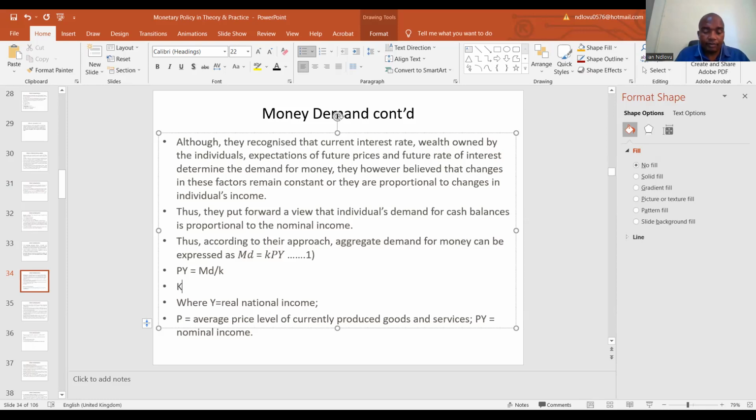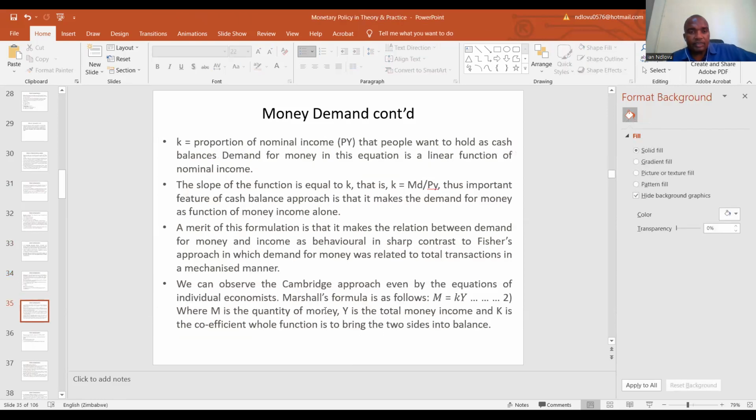small k is equal to, we have to divide both sides by PY. So we'll be having Md over PY. What does that tell us? That simply tells us that this slope is important.